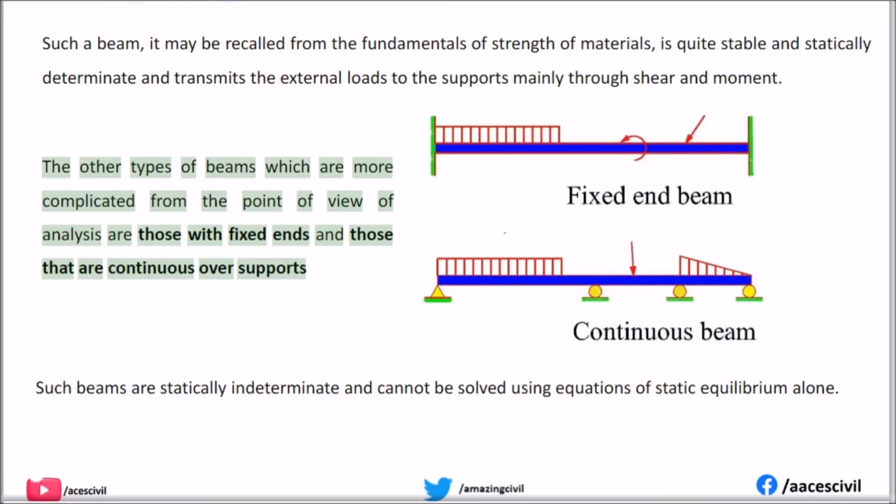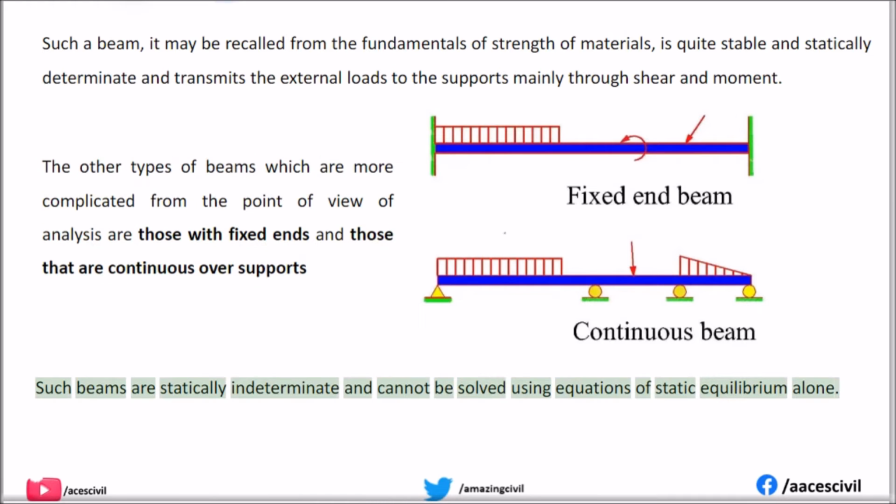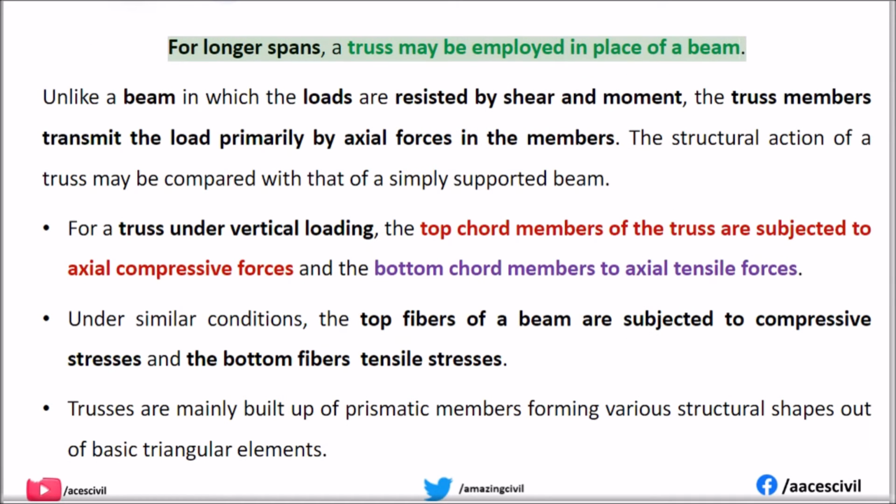The other types of beams which are more complicated from the point of view of analysis are those with fixed ends and those that are continuous over supports. Such beams are statically indeterminate and cannot be solved using equations of static equilibrium alone. For longer spans, a truss may be employed in place of a beam.